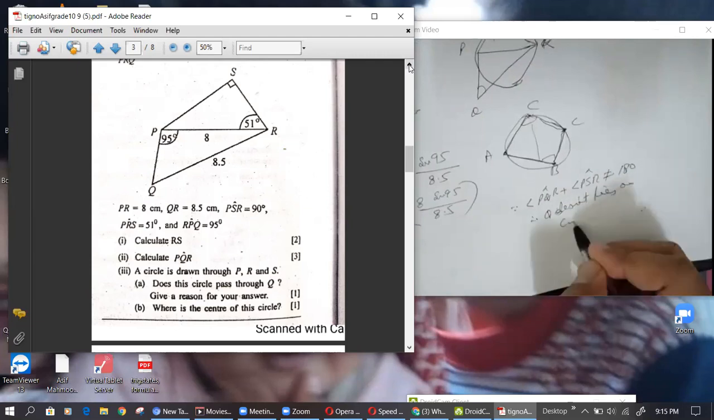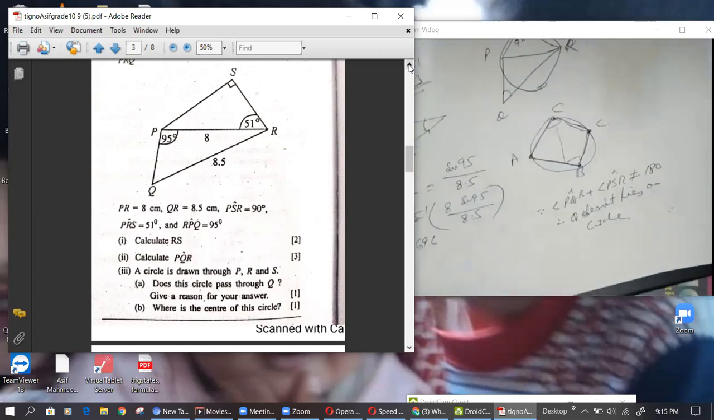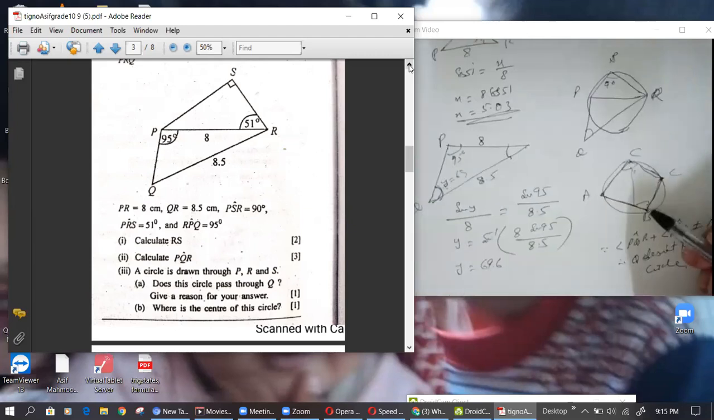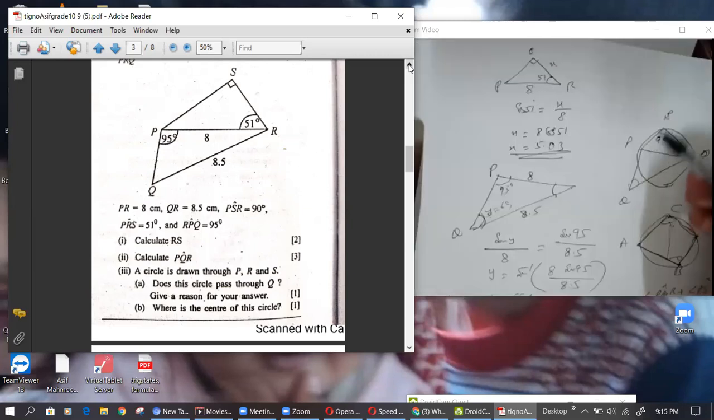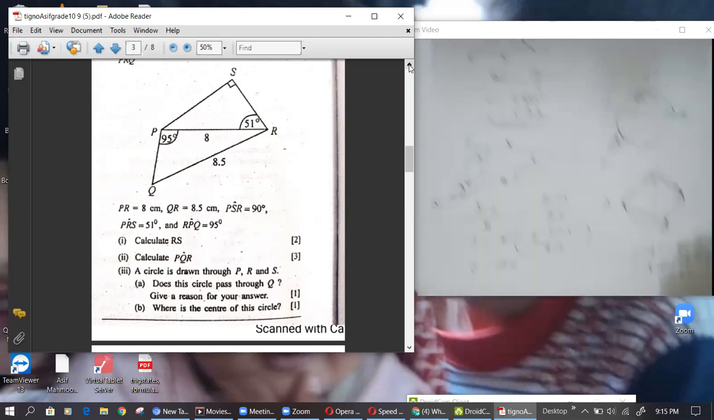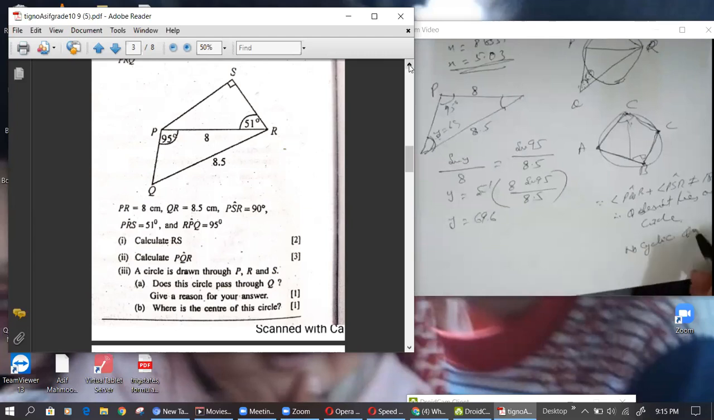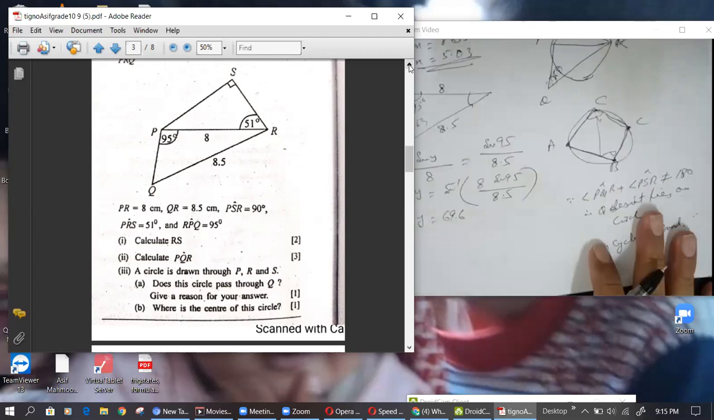Sir, explain one more time. Yes, I told you the sum of opposite angles must be 180. This is not equal to 180. This is 90, it should also be 90, but this is 69. So it is not a cyclic quadrilateral. If it were, all corners would lie on the circle.